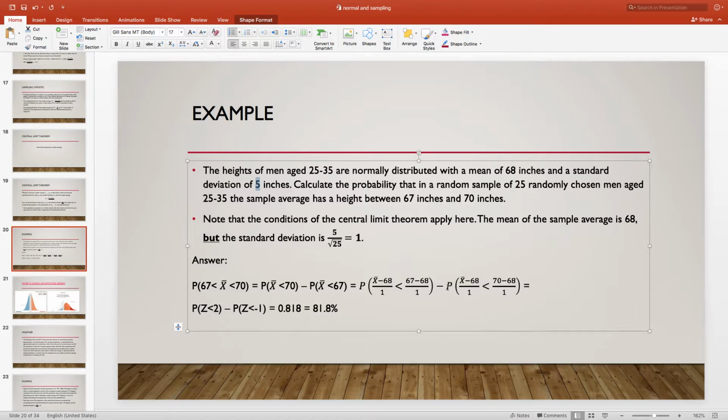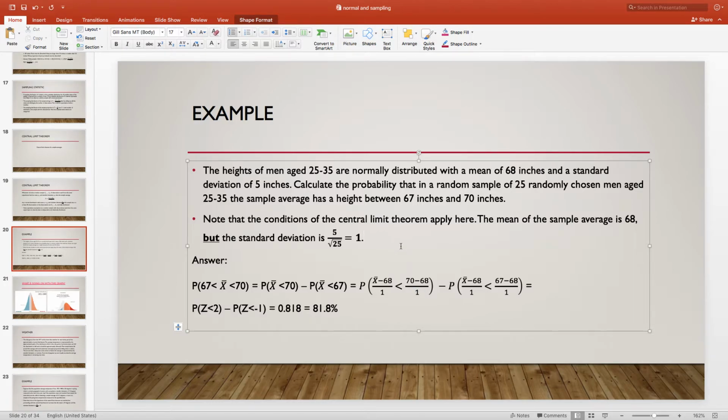I apologize, for this probability I need to take the probability of the larger and subtract from it the probability of the smaller. So the larger is the 70. So this has a z-score of 2, minus the probability z is less than -1, and that's 81.8%. Very key here is that I'm dividing by 1 because that's the new standard deviation.